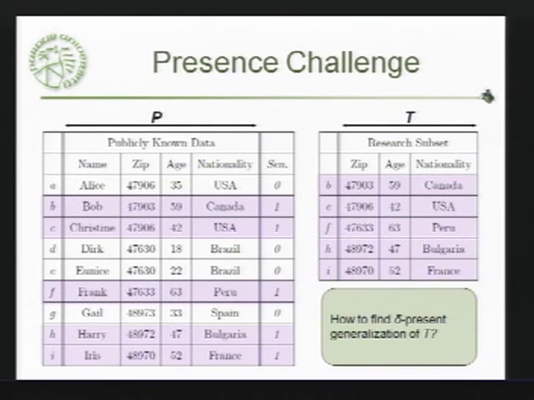So here's an example of a data set where we have some publicly known data, and in this we've just put, for illustration purposes, whether someone is in the data set. And right now you can see it's pretty easy to match people up. We want to anonymize T to the point where someone who has P wouldn't be able to figure out if they're in that data set T.